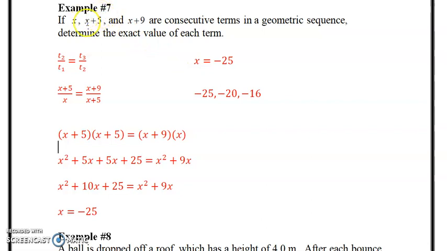I insert that in for the first term, negative 25. I insert that in for the second term, negative 25 plus 5, I get negative 20. And I insert that in for the third term, negative 25 plus 9, I get negative 16. And there's my final answer. There's the exact values of each term, the first 3 in the sequence.